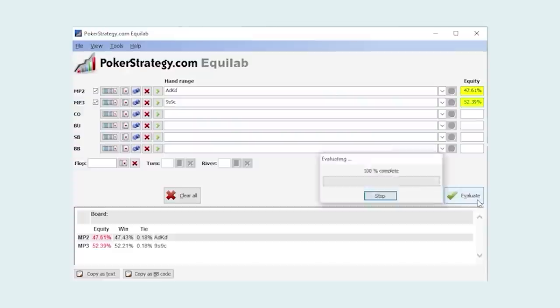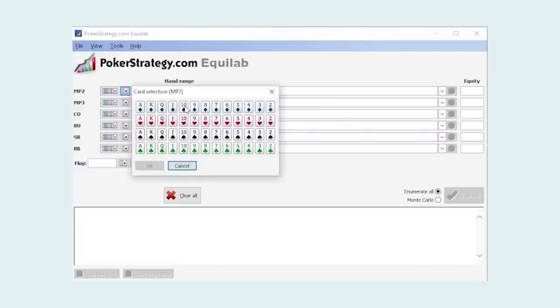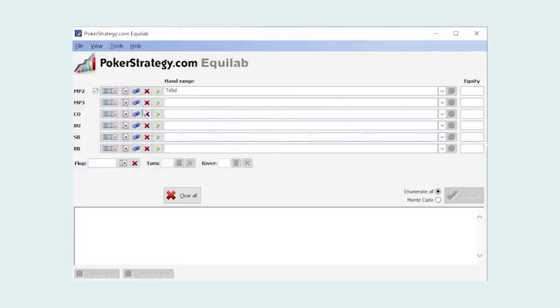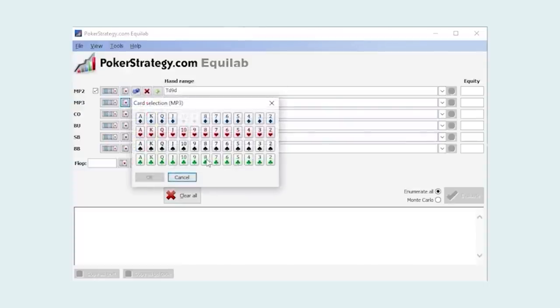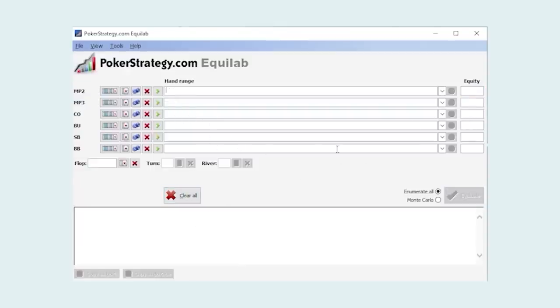And I would run the equities just to give me an idea of my equity versus people's hands or people's ranges. It seems tedious, but it's a good way to practice knowing your equity in certain situations. So let's take 9-10 of diamonds, put it up against 6-5 suited. Let's evaluate that. So 9-10 of diamonds has 62% equity roughly versus 6-5 suited. So play around with this. You can also do this versus ranges.